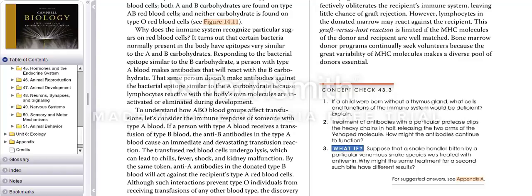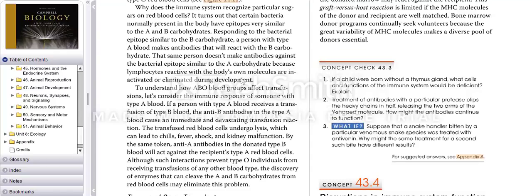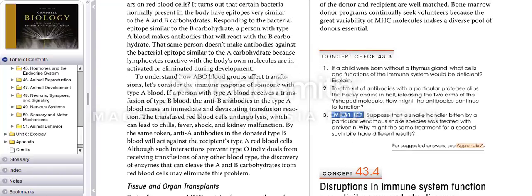This section talks about how, if you have different blood types added together, the antibodies react. So here, if a person with blood type A receives a transplant of B, the anti-B antibodies in the type A blood start to lyse the red blood cells, which causes painful and very bad side effects: chills, fever, shock, kidney malfunction, and then same thing vice versa.